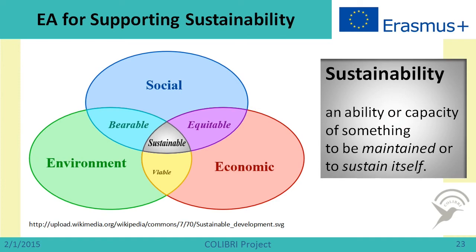We understand sustainability as an ability or capacity of something to be maintained or to sustain itself. To illustrate what sustainability is, let us consider first such a term as viability. So in the interplay of economic, social, and environmental factors, viability means that the system is able to adjust to the changes in the environment, regardless of whether it knows these changes in advance or not. This is viability. So sustainability is one of the features of viability.